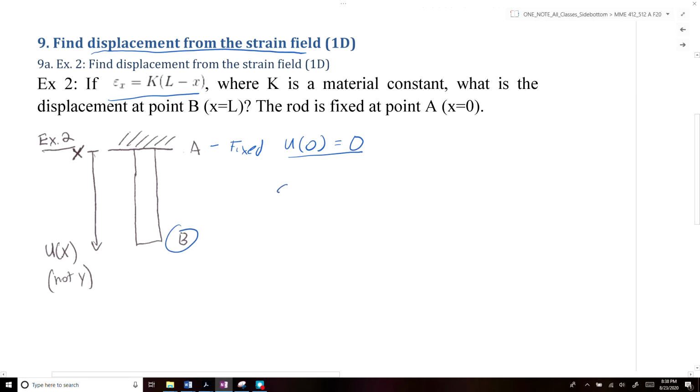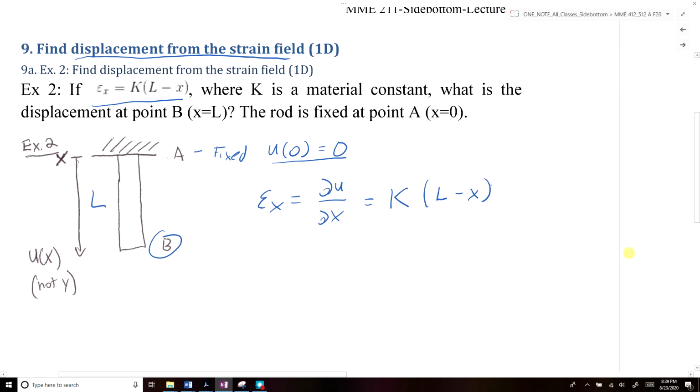We know that epsilon x is equal to the partial derivative of u with respect to x, and it's also equal to k, a material constant, times (L minus x), where L is the length of the rod. Since this is given as a partial derivative but is only a function of x, we can write it as a single-variable derivative, du dx. Since it's a simple derivative, we can then integrate it.